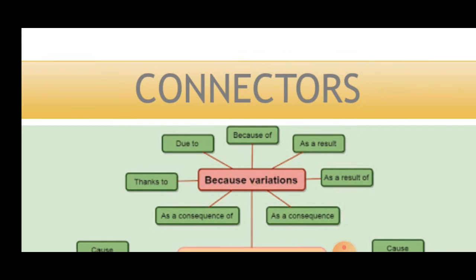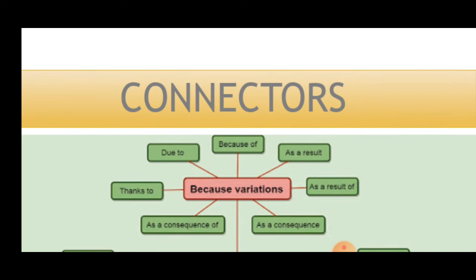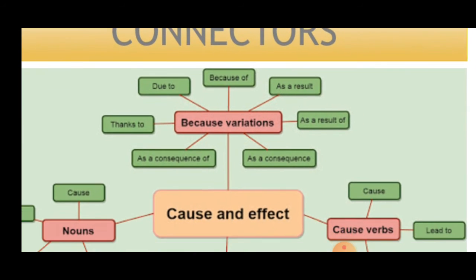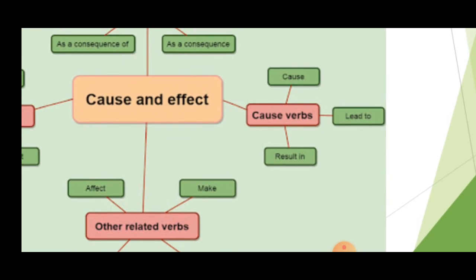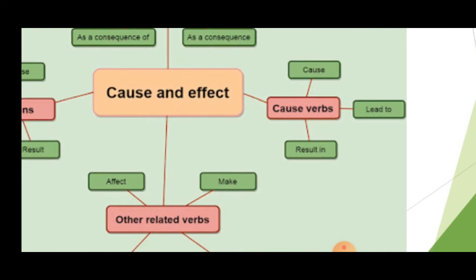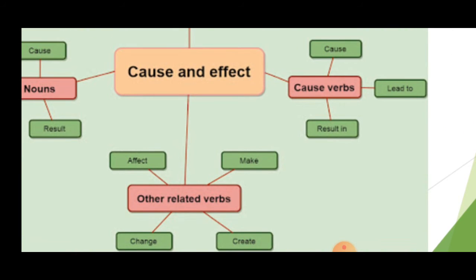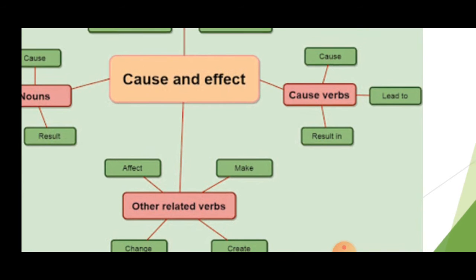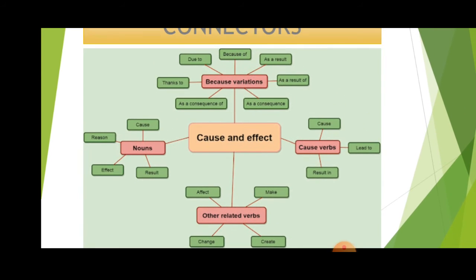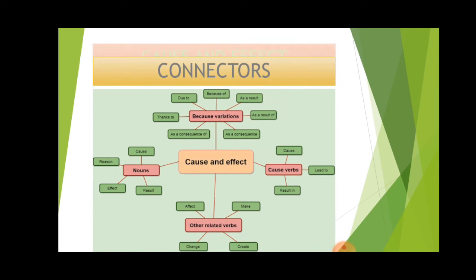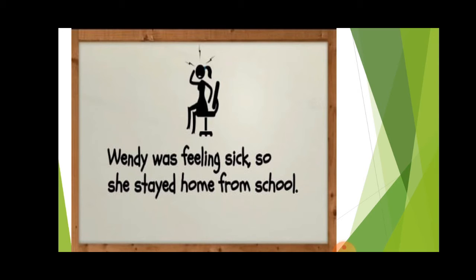The cause variations are due to, because of, as a result of, as a consequence of. And cause verbs are cause, lead to, result in. And other related verbs are affect, make, change, create. So these are the cause and effect connectors. So now we will spot connectors in sentences and identify which is the cause and which is the effect.